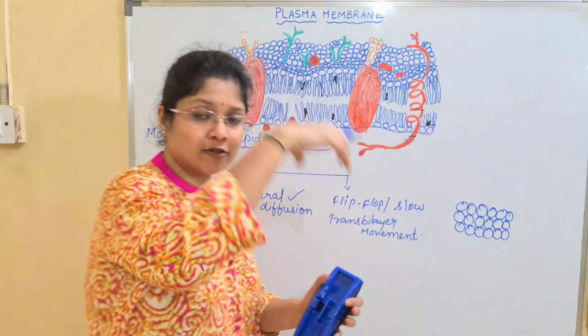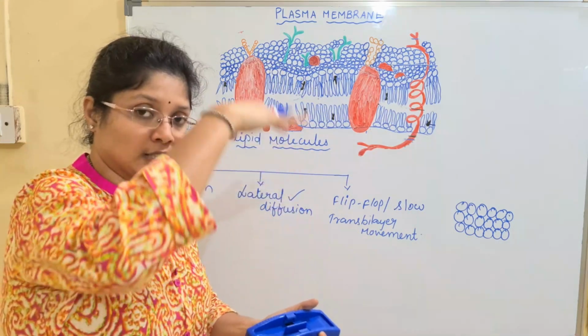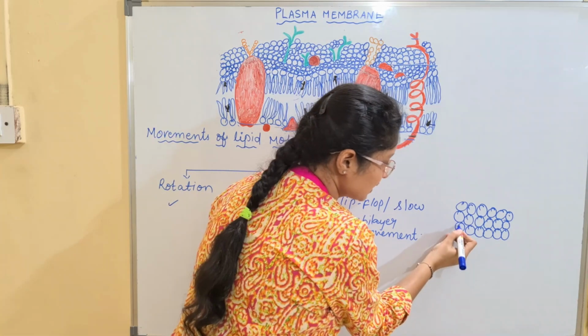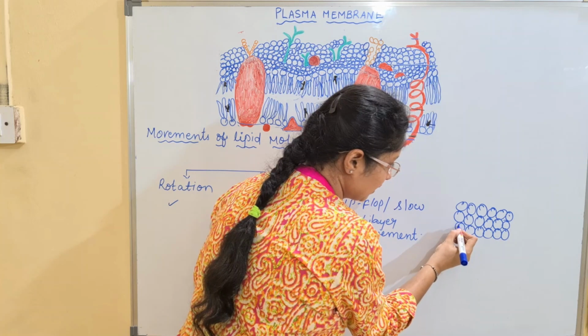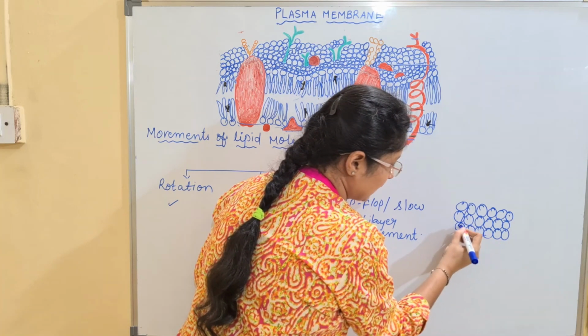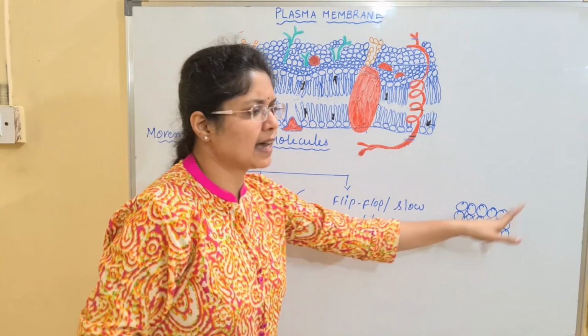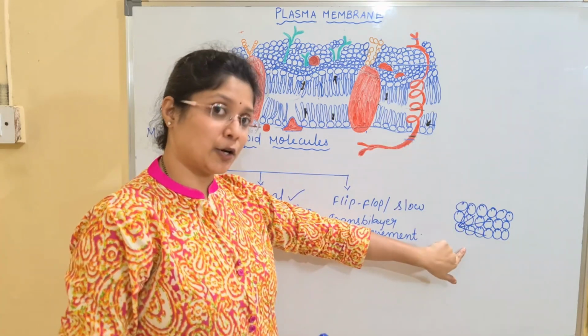So you are observing from the top region or the top view. If you observe the top view, let us say this is one lipid molecule. This lipid molecule can be replaced with any type of lipid molecule. The diffusion can be taking place in any direction. So this is also one kind of movement.